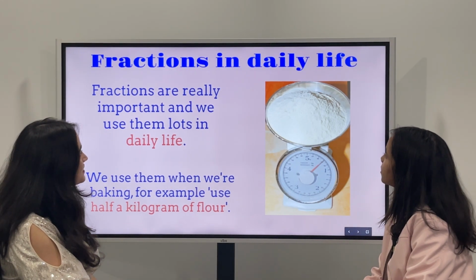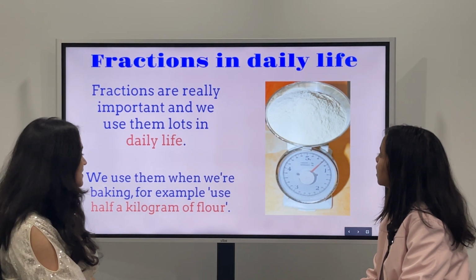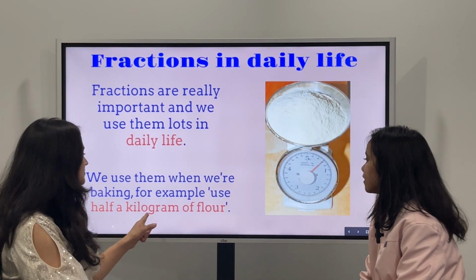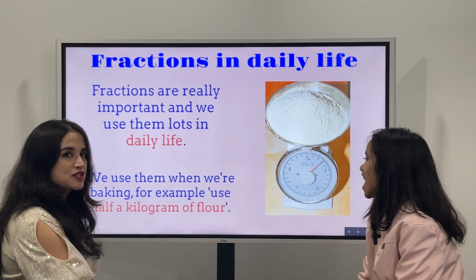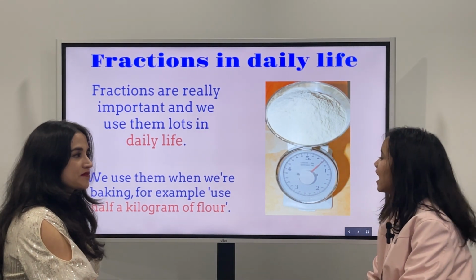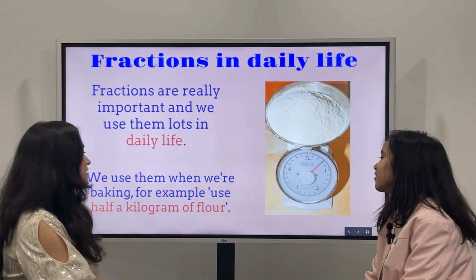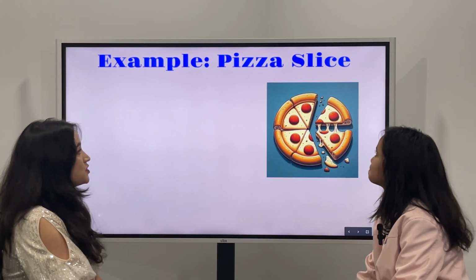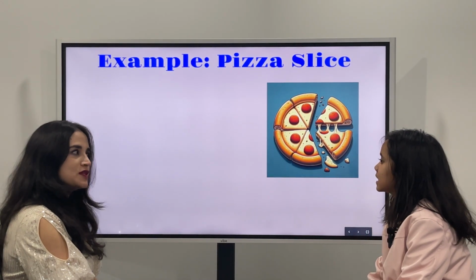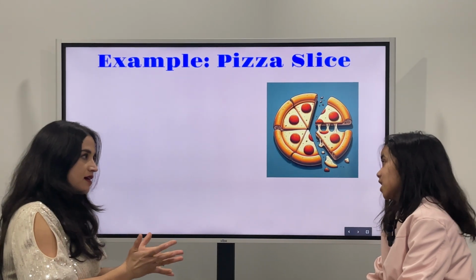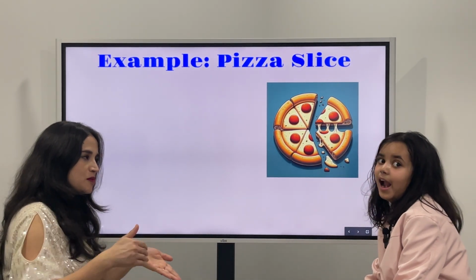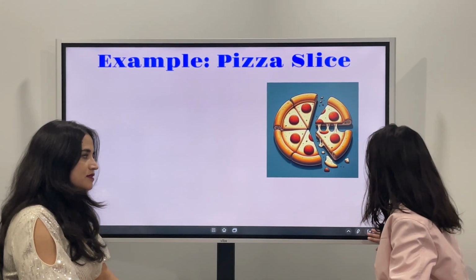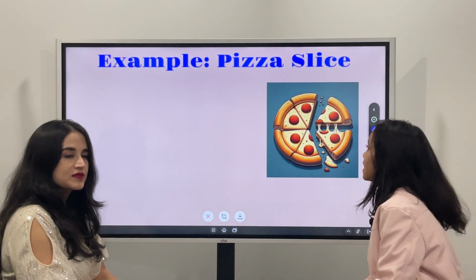Yeah, so fractions are really important and we use them lots in our daily life. We use them when we're baking. For example, we explained that, right? Use a kilogram of flour. Yeah, it's very important, right? And pizza slices. You cannot eat a whole pizza. So what do we do? Remember, they cut the pizza into pieces.